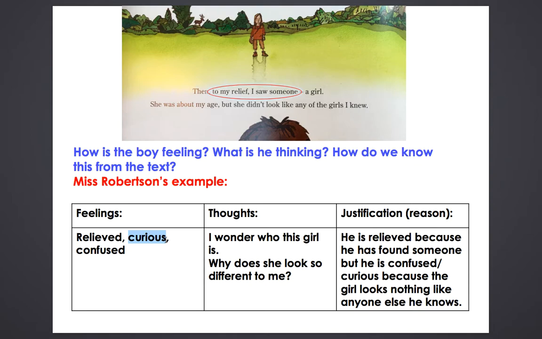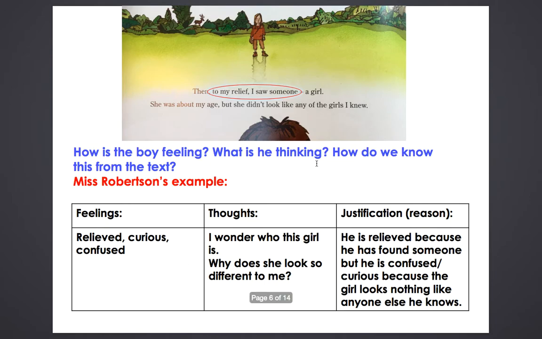She's wearing completely different clothes. He might also be a bit confused because he only went for a wander in the woods and then he's woken up in this whole new place. Then we've got thoughts. I wonder who this girl is. Why does she look so different to me? So again, I've put myself in the character's shoes. And my justification is, he is relieved because he has found someone, but he is confused and curious because the girl looks nothing like anyone else he knows. Okay, so I've explained why I've put those feelings and thoughts.